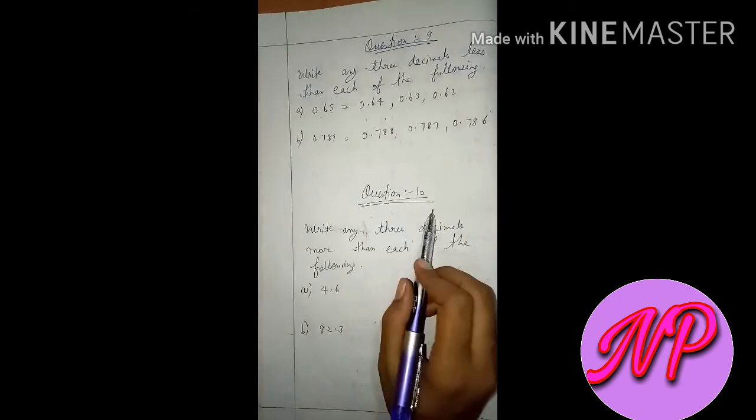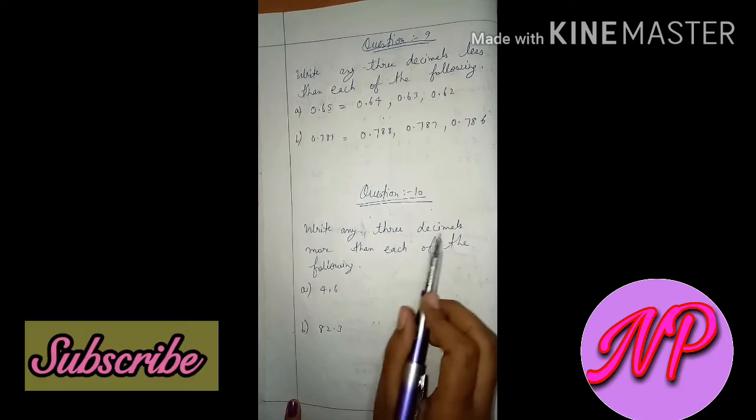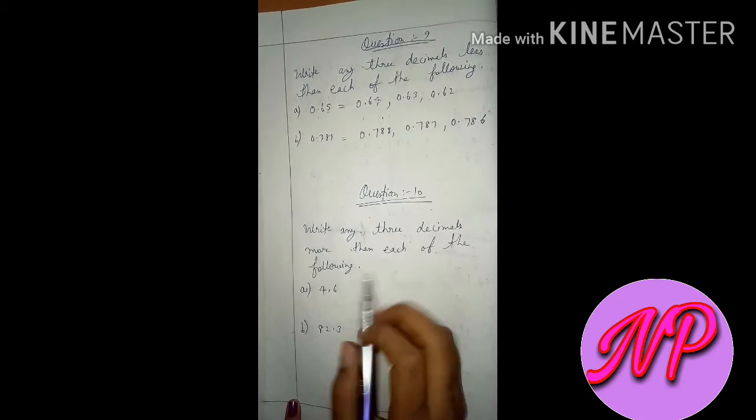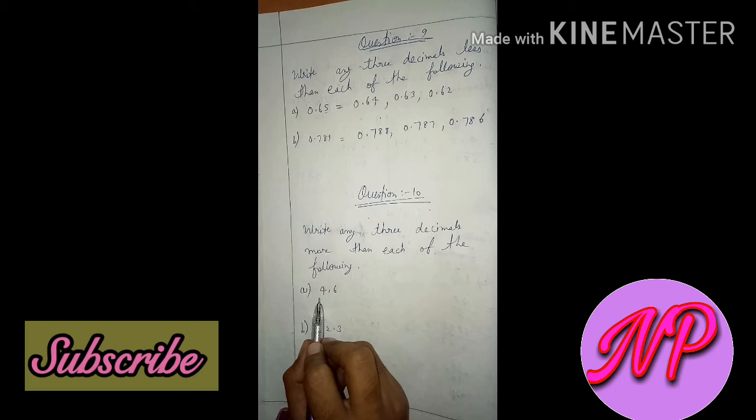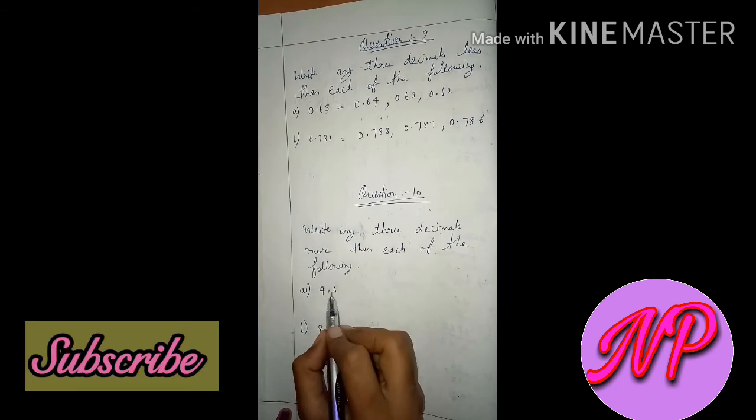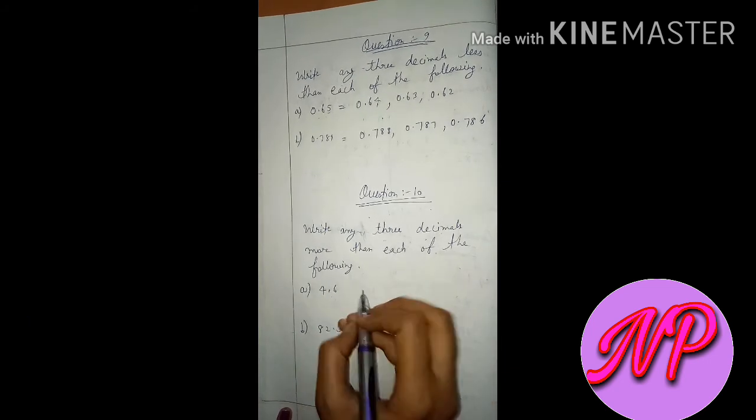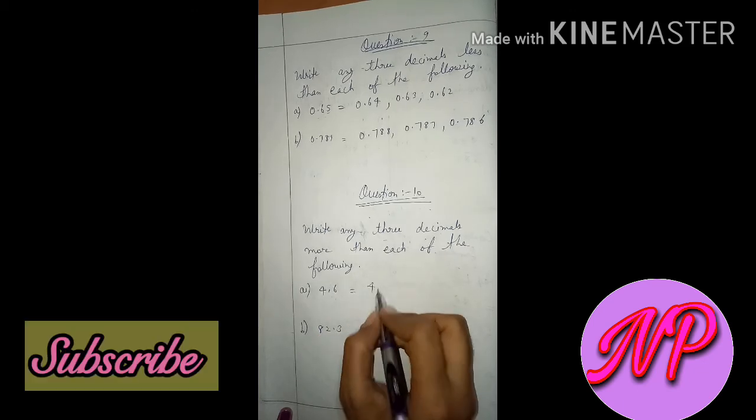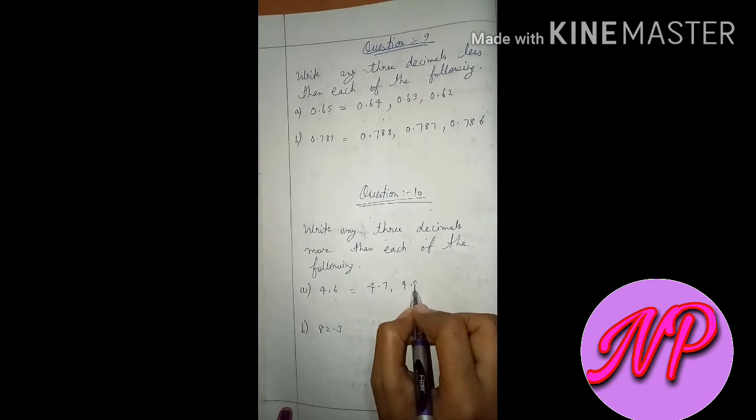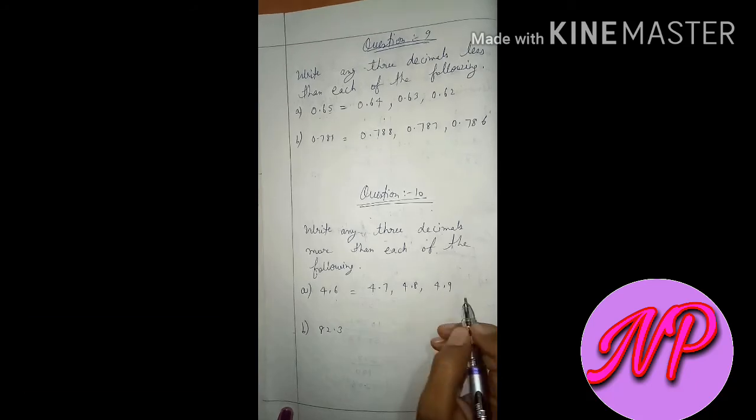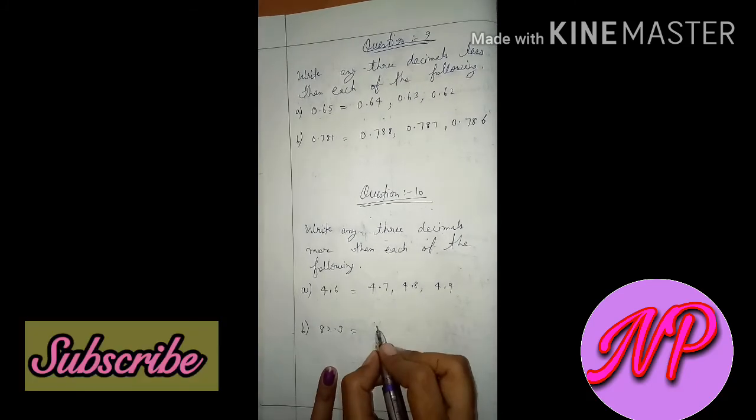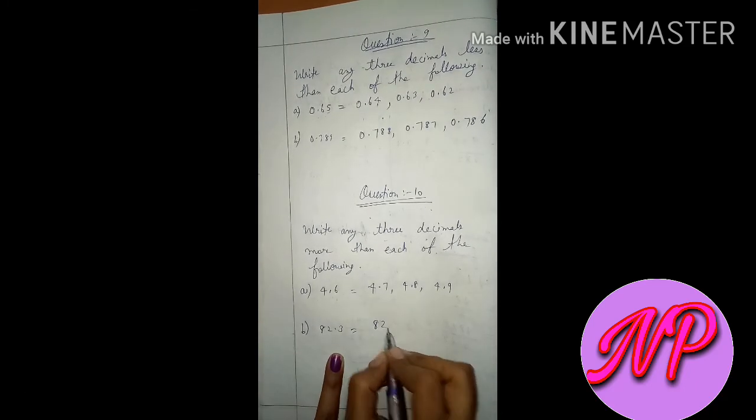Now the question 10, and in question 10, write any 3 decimals more than each of the following. The given decimal is 4.6, and we have to write 3 decimals more than this decimal. 4.6, we will write here 4.7, 4.8, 4.9. Got it? Here 82.3 is given, more than this decimal.